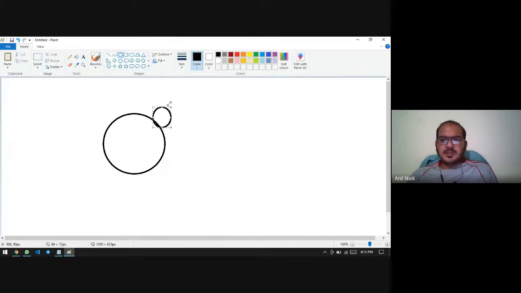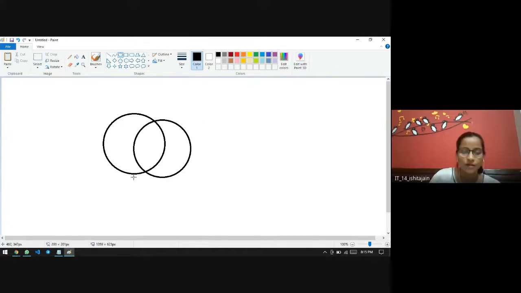You consider it's a table A. Okay, sir. If these are the two tables, this one is A and this one is B, then inner join will be the intersection part, this one, which has matching values.